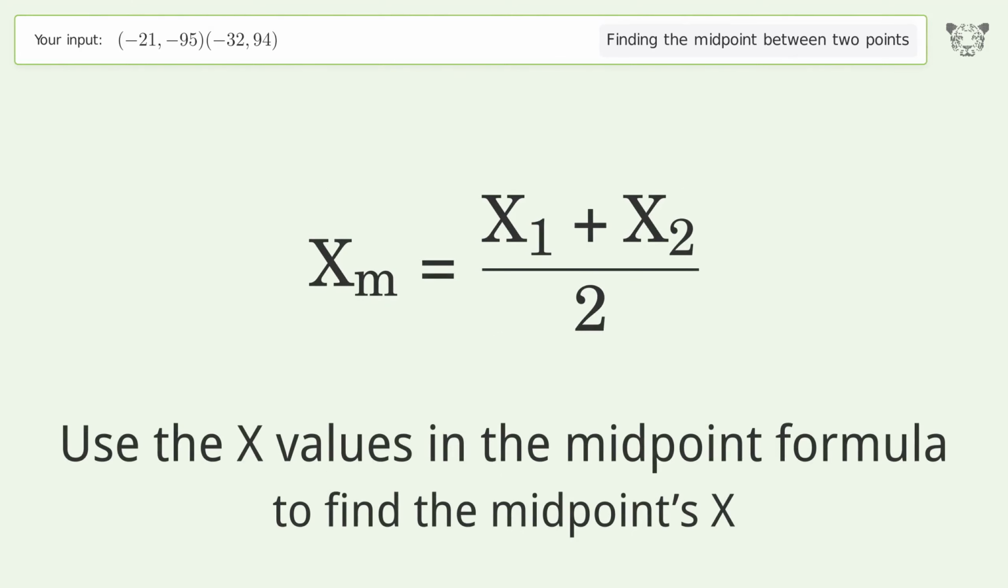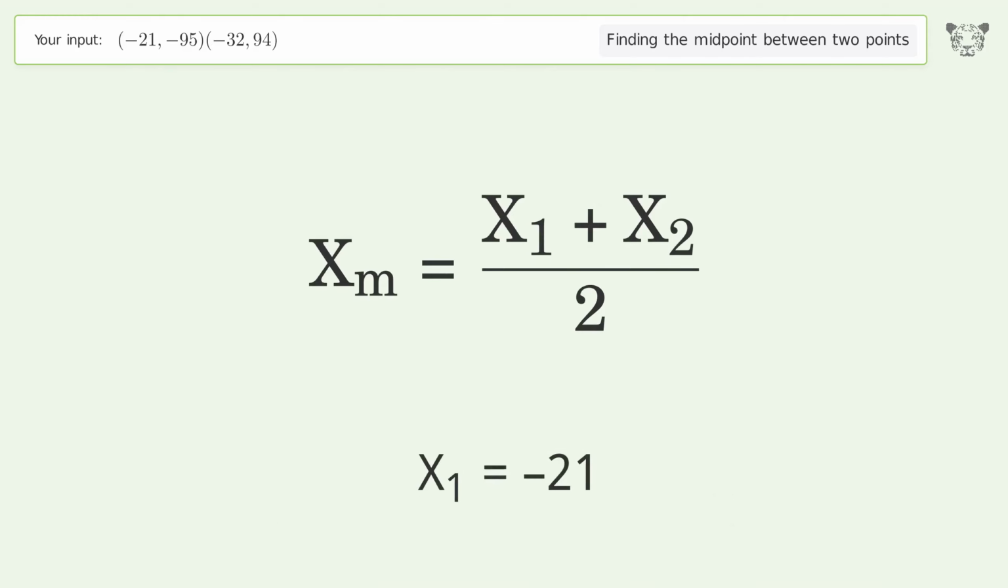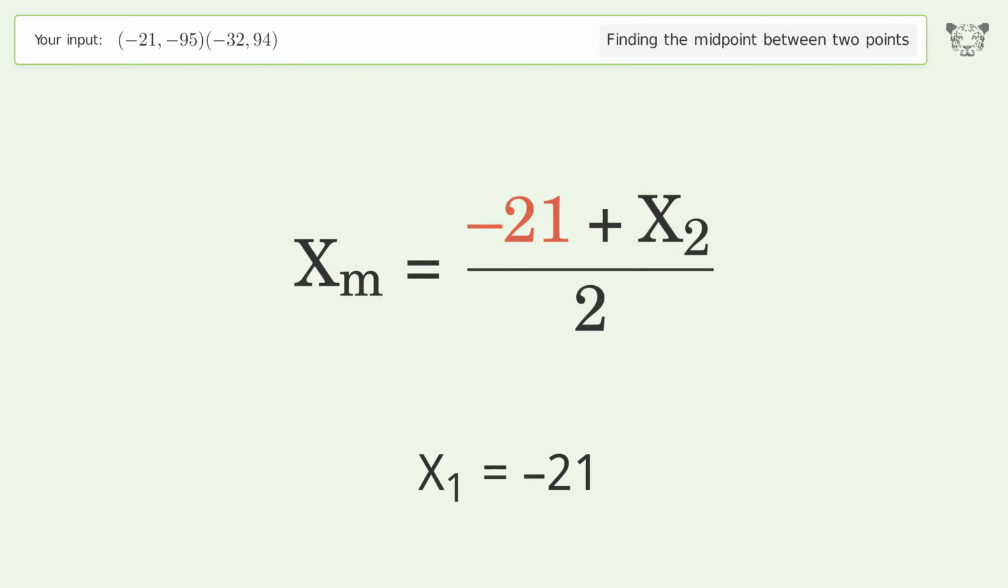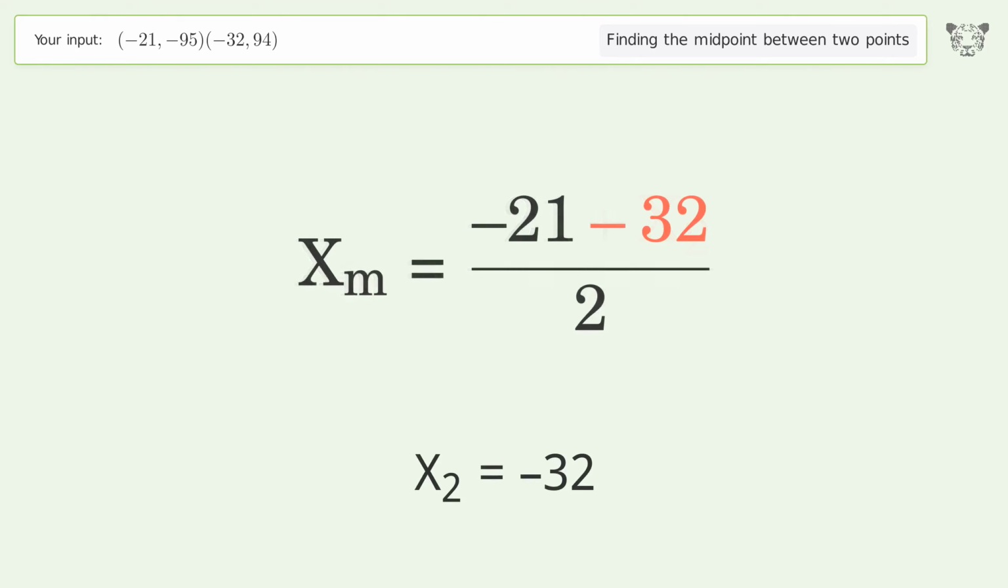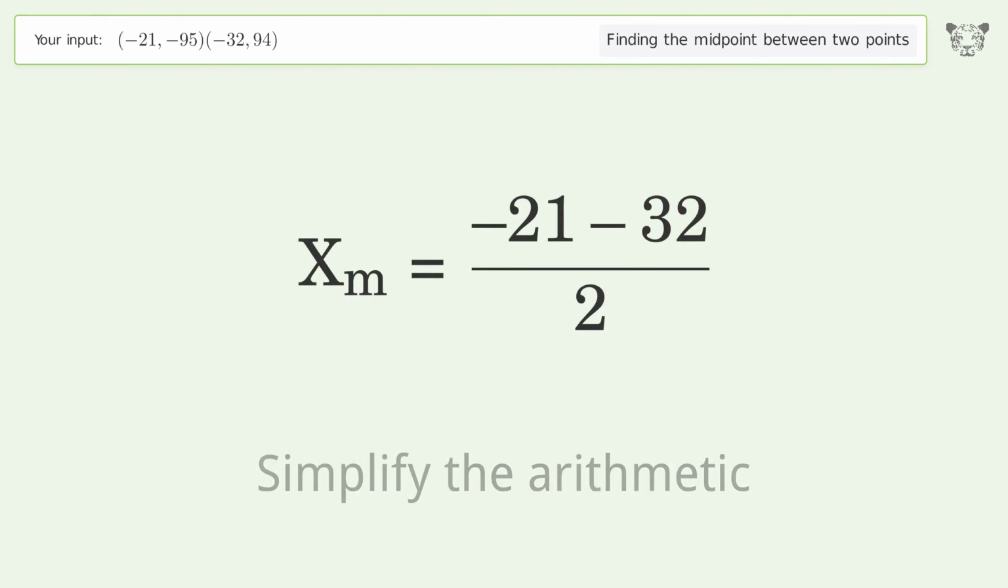Use the x values in the midpoint formula to find the midpoint's x. x1 equals -21. x2 equals -32. Simplify the arithmetic.